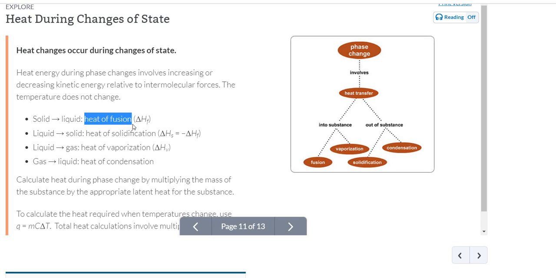So I don't want you to be frightened off by these symbols. This is just the heat of fusion. This is the heat of solidification. This is the heat of vaporization. It's just delta H with a little V, with a little S, and a little F.